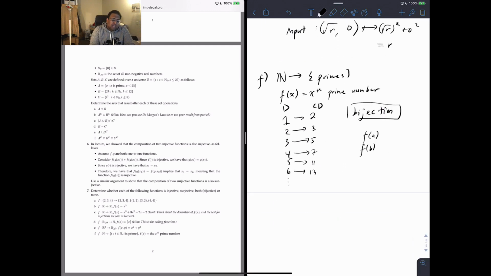Is this a surjection? Yes, because our codomain is the set of prime numbers, and every prime number will appear somewhere on this list. You give me any specific prime number you want, and it will be mapped to by some element of the natural numbers under our function f. So this function is indeed a bijection.